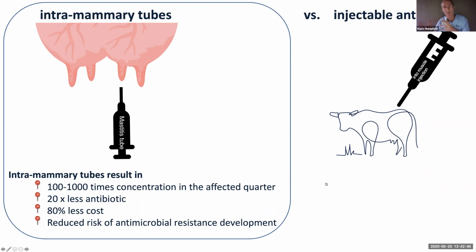So another way to put it is, if you're using injectable antibiotics, then you're exposing bacteria over the whole body, and certainly within the gut of the animal, so there is a higher chance of antimicrobial resistance being developed. So we're far more concerned about antimicrobial resistance being developed in the gut of animals rather than the udder of animals. I hope that makes sense.